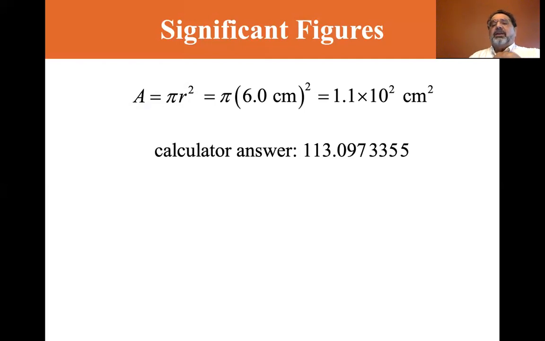So your calculator answer would be 113.09733355. That's not something you want to put down as a test answer. It would just be 110, or 1.1 times 10 to the 2 centimeters. So you don't just take all the digits available in your calculator.